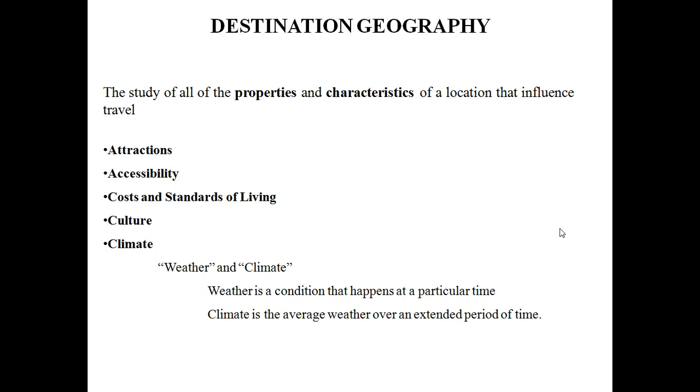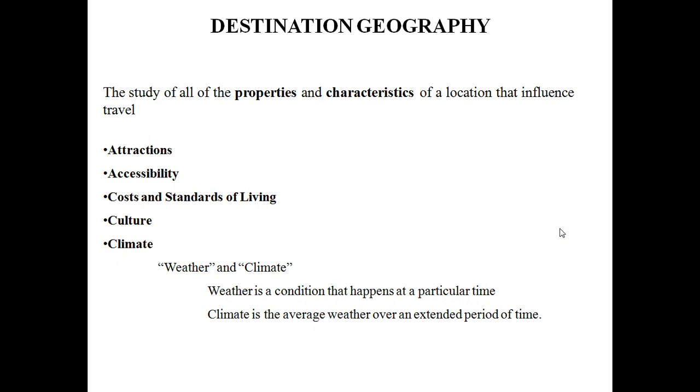The next one is your accessibility. Accessibility is nothing but what are the ways we can go to a particular destination, and in that destination, what are the means of visiting the attractions in those destinations. Accessibility can be any modes of transportation, your air, sea, road, or whatever.